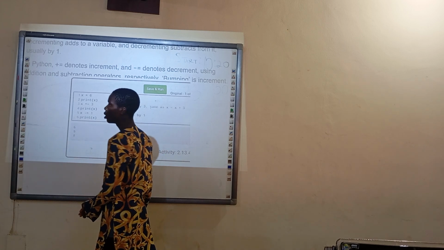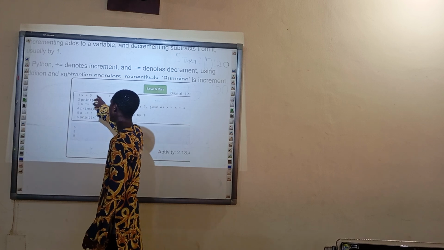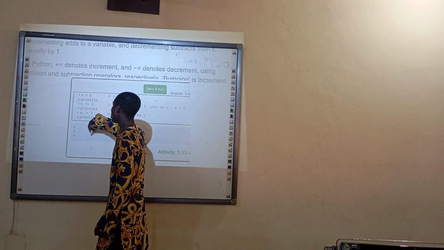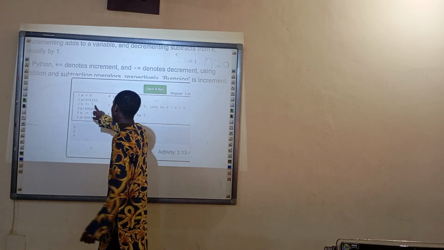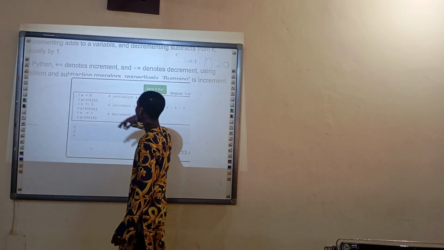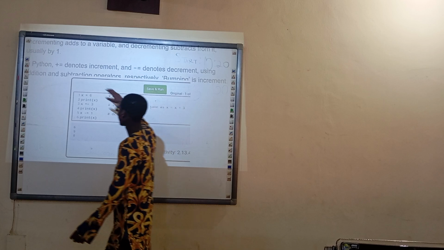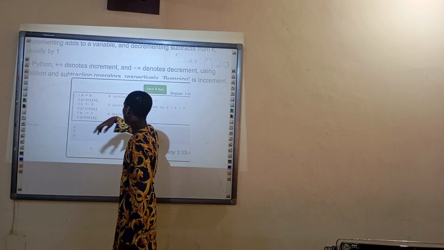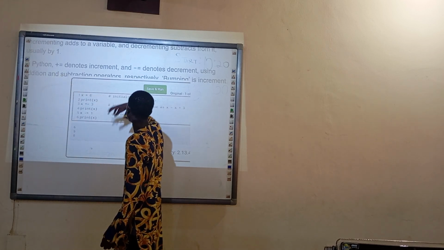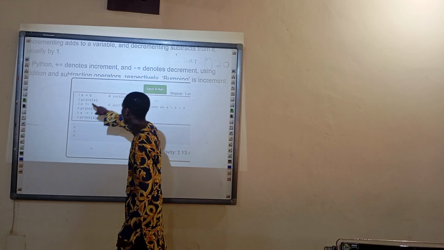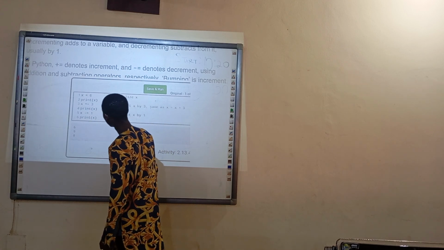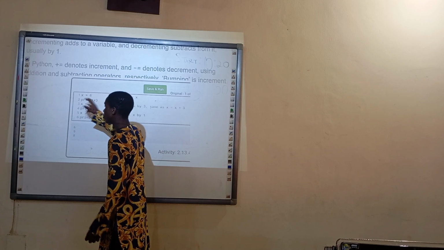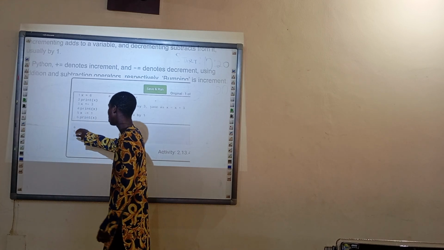This time we want to add the value of 3 to this variable x. I would have written x is equal to x plus 3, or x is equal to 6 plus 3. But Python has special operators like this to increase the value of a variable and this to decrease the value of a variable. So when I do x plus equals 3, it simply means x is equal to x plus 3, which should give me 9 here.